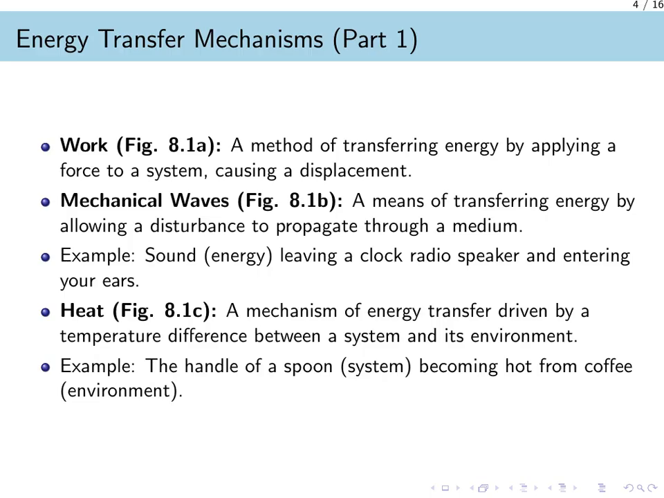The third mechanism is heat. It is important to be precise here. Heat is a process of energy transfer that is specifically driven by a temperature difference between a system and its environment. A simple case is the handle of a spoon becoming hot when placed in coffee. Energy is transferred as heat from the hot coffee to the cooler spoon. These 3 methods, work, mechanical waves, and heat, are all ways for energy to cross a boundary.